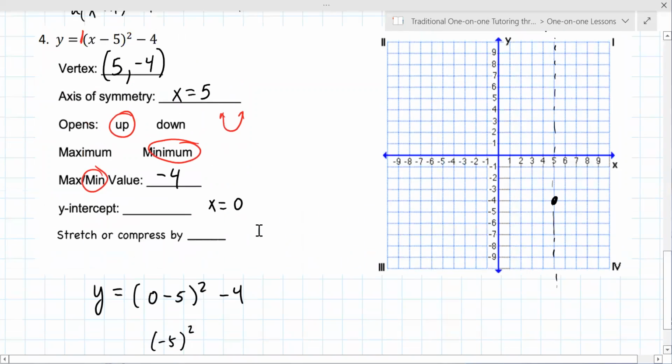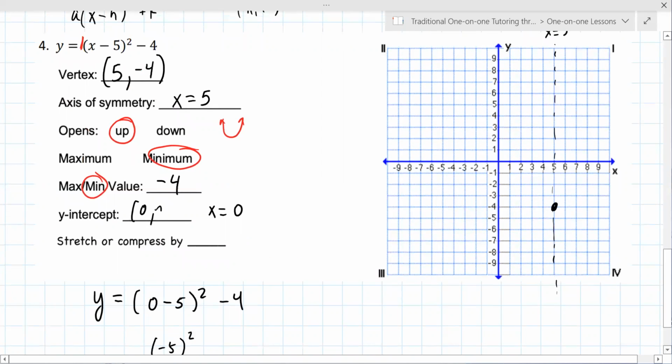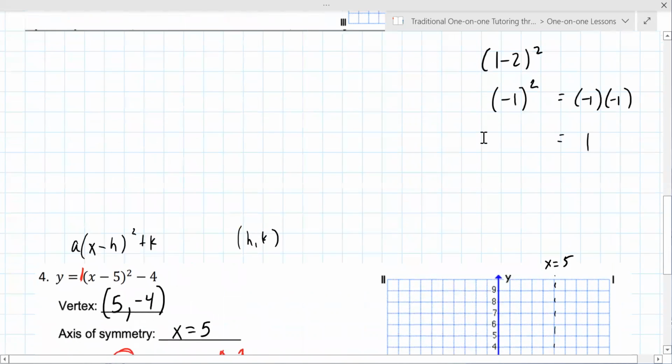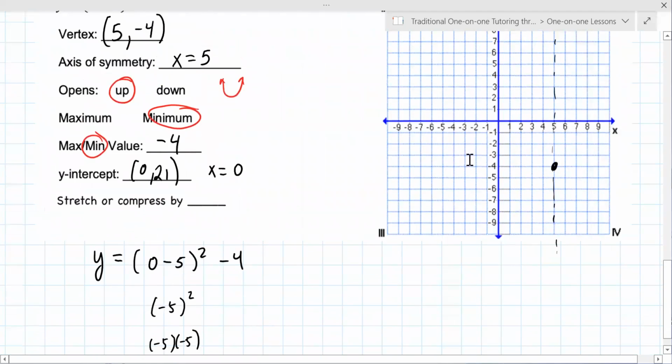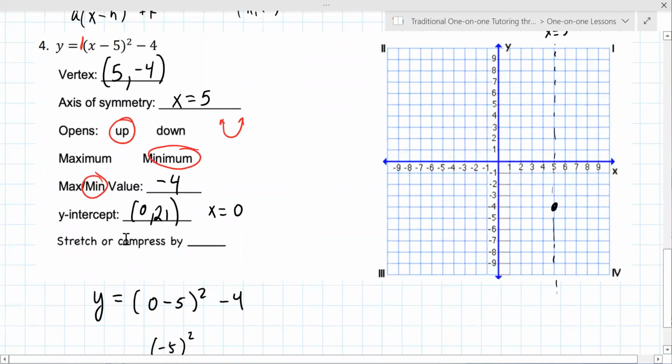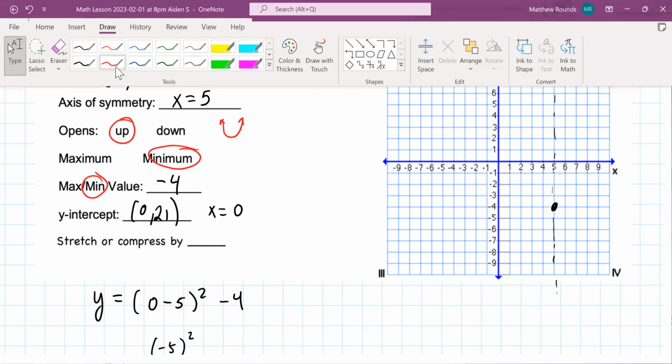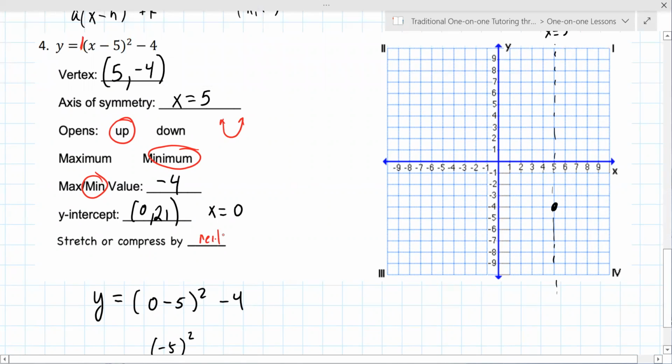Yep. So this is the first time where we're not able to graph it, because the graph doesn't go up high enough. You don't need to go up there and put a dot for 0, 21, but you should be aware that it's off grid. Now, the one is no stretch or compress. It's neither.